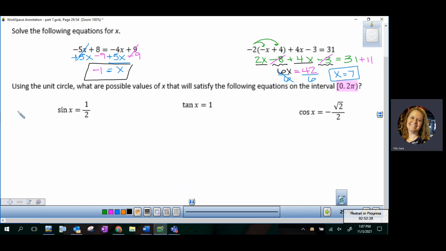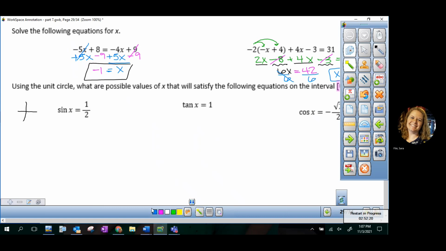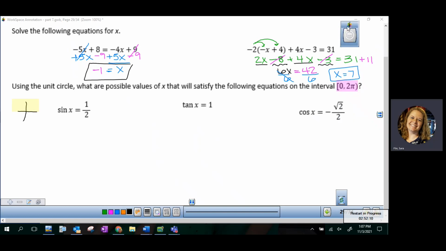So I'm going to start by determining, first of all, where is sine positive? Because that's a positive 1/2. Where's sine positive? Quadrants 1 and 2. So I know my answers have to come from up here in these 2 quadrants. So I'm going to have multiple correct answers. And I'm going to have 2 answers on this one because there's 2 quadrants where sine could be 1/2.